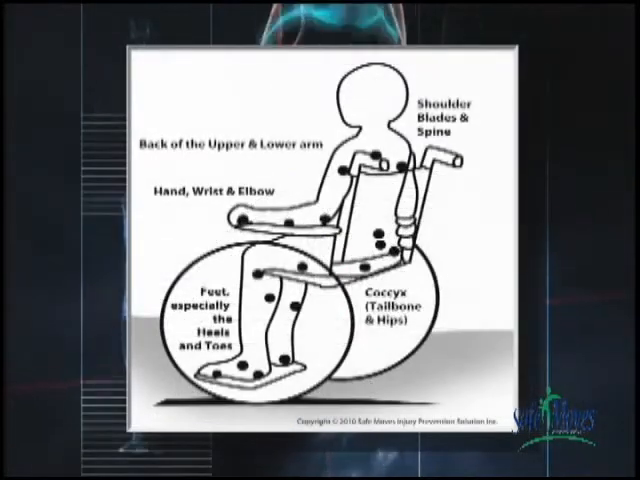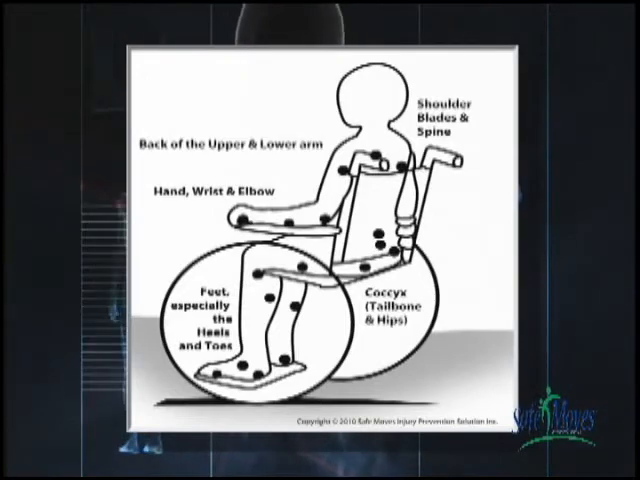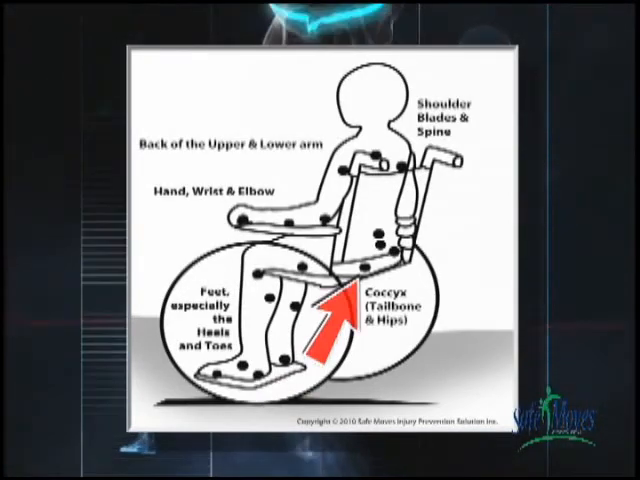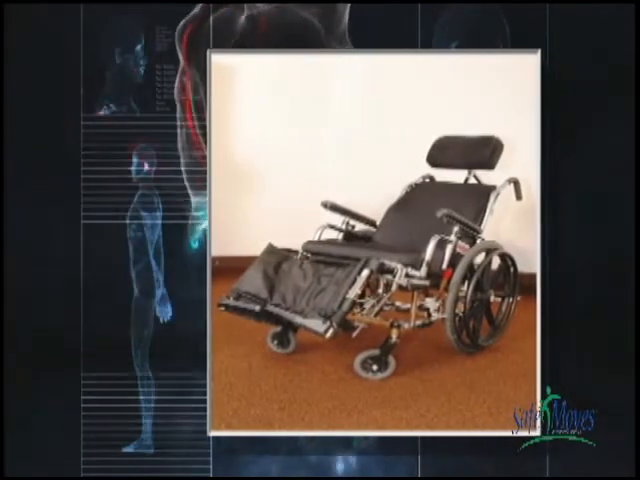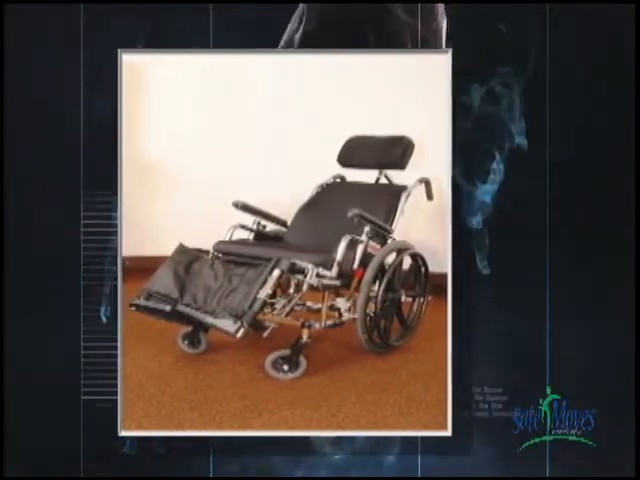When seated in a wheelchair or tilt chair for long periods of time, there are many pressure points, especially in the hip and tailbone regions. The importance of a properly fitted chair and quality pressure reduction cushion cannot be understated.